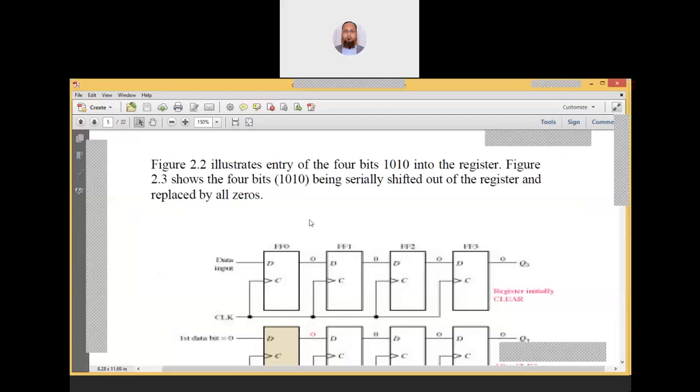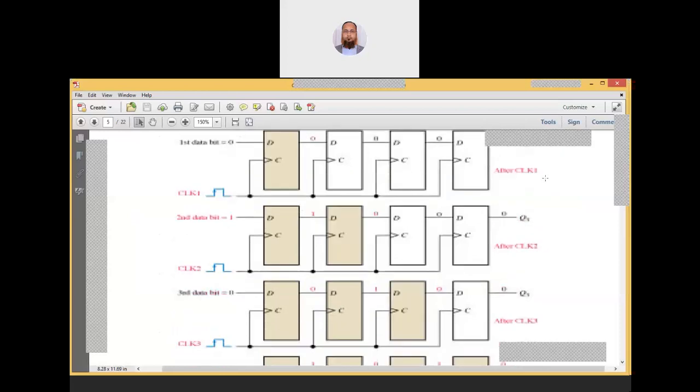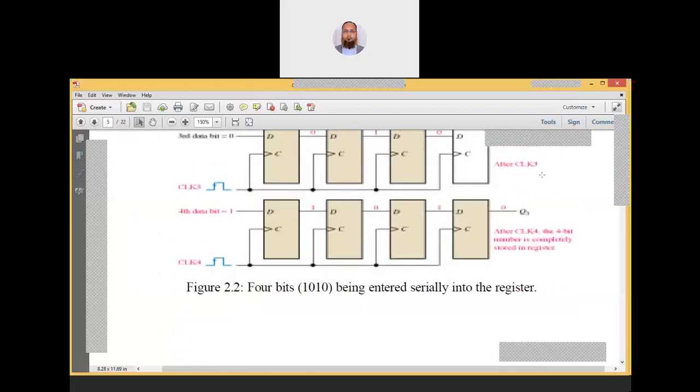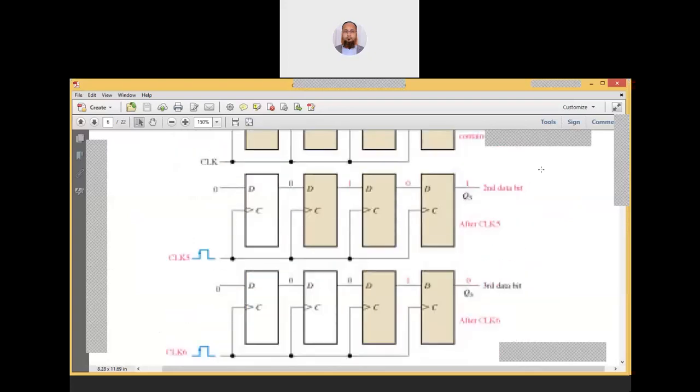Okay, so this is another example. 4-bit being shifted from left to right. So you can see this if you want. Otherwise, you know how we can do it. Okay, no need to worry for that.